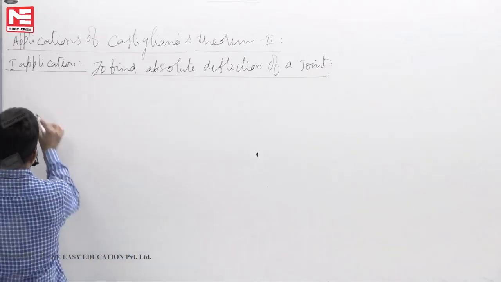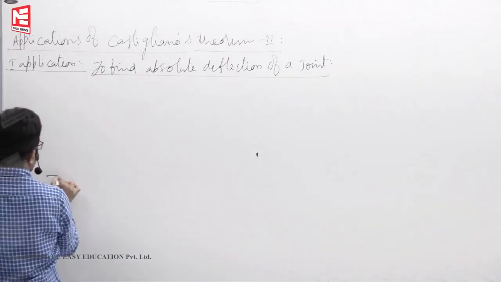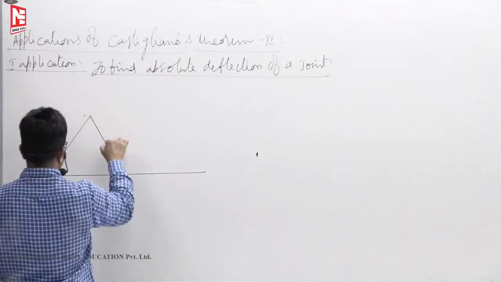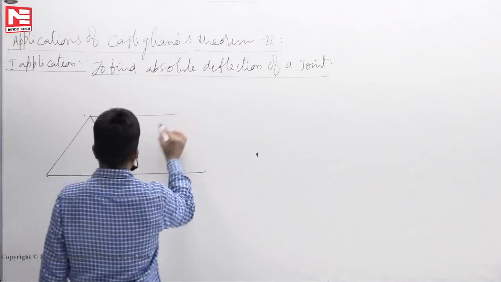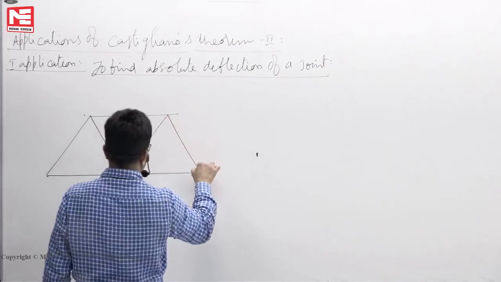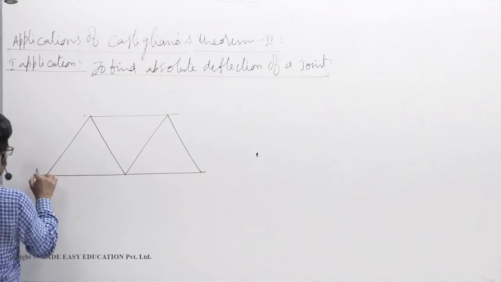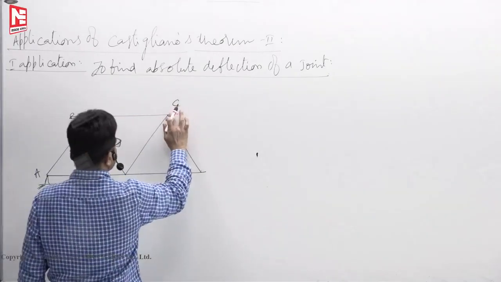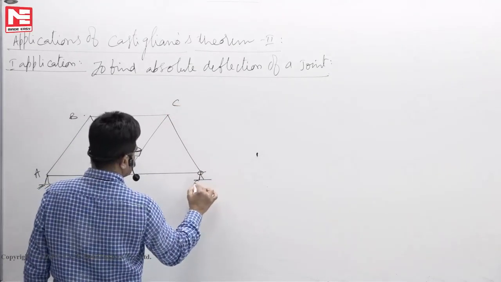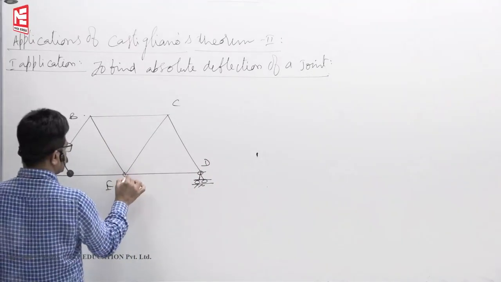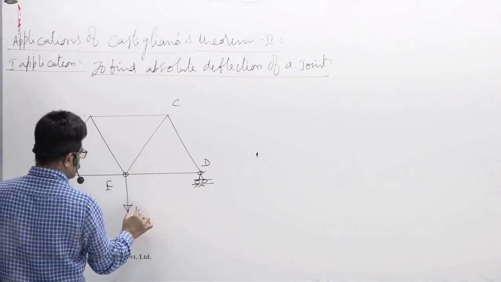Now you see, instead of taking a single rod, now we will take a truss where all members are subjected to axial forces only. Let us say A, B, C, D, E. You are applying some load W, say.